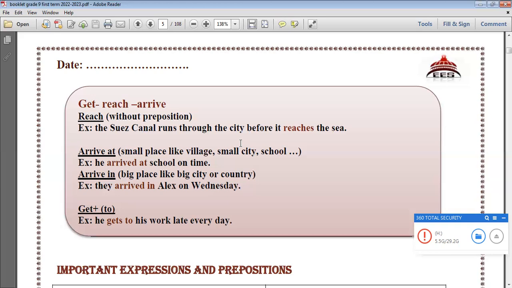Then we have get. You will always have get with to. Get to. He gets to his work late every day. So this is the difference between get, reach, and arrive. Again, reach without any preposition, get always with to, and arrive, you're gonna use at or in: at with the small places and in with the big places.